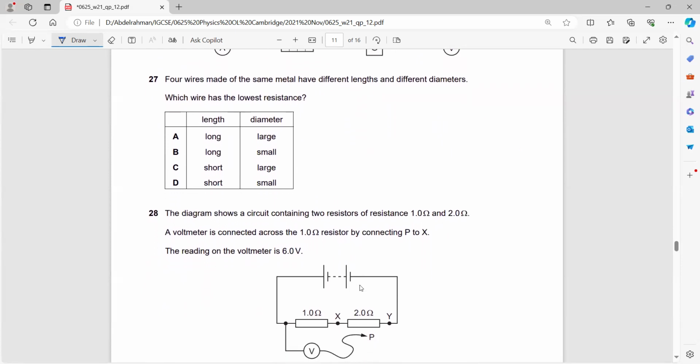Four wires made of the same metal have different lengths and different diameters. Which wire has the lowest resistance? How can I decrease the resistance? You have to decrease the length, shorten the length. What should I do to the diameter? You have to increase the diameter. Why? Because the diameter is inversely proportional. Whenever you have a larger diameter, what happens to the resistance? The resistance decreases.